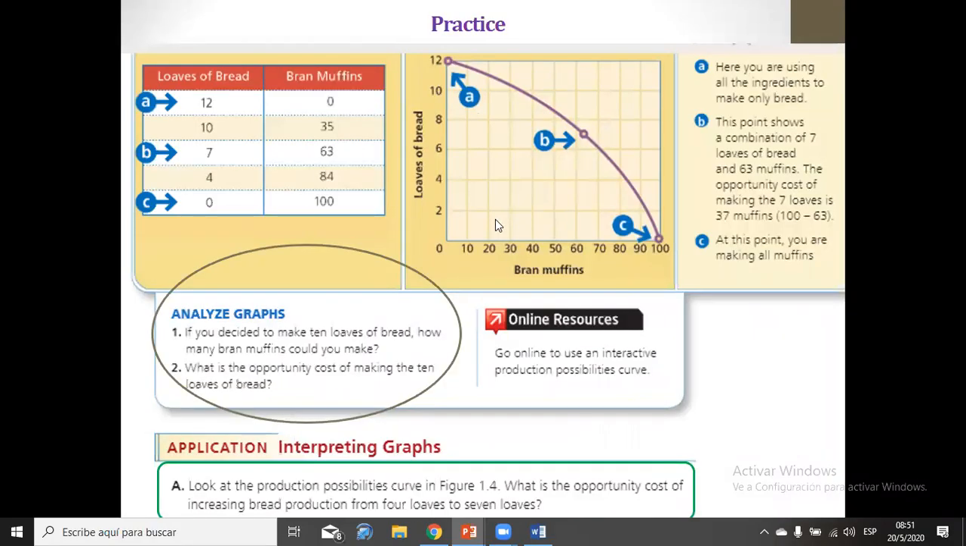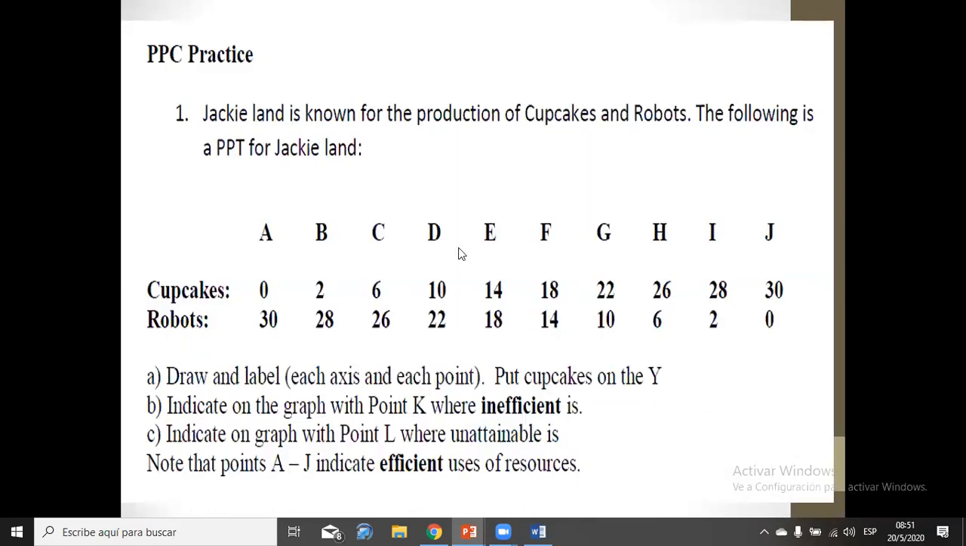Not exactly, because I've done it already, and it's not the same curve. You will see it, okay, eventually. As soon as you start doing this, try to use hoja cuadriculada, or you need to use a ruler in order to make this assignment or homework correctly. Now you need to draw and label each axis and each point.